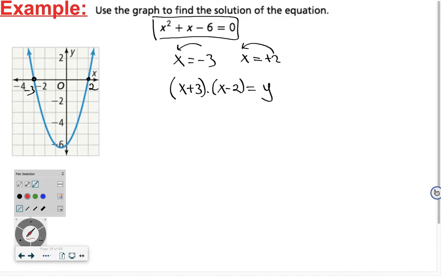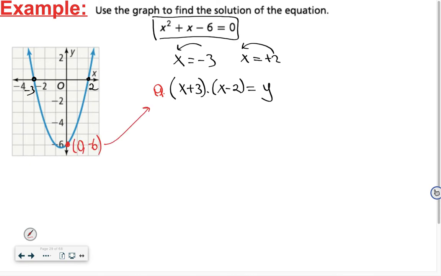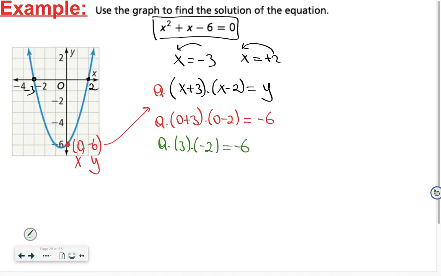Remember that we need to find a. To be able to find a, you can choose any point on the coordinate plane. I would like to choose this point. This point is (0, negative 6). If we substitute, x value is going to be 0, y will be equal to negative 6. Let's substitute. A times 0 plus 3 times 0 minus 2, which is equal to negative 6. After that, you can simplify this. A times 3 times negative 2, which is equal to negative 6. Negative 6a is equal to negative 6. Divide both sides by negative 6. A is equal to positive 1. Now you can write the standard form.